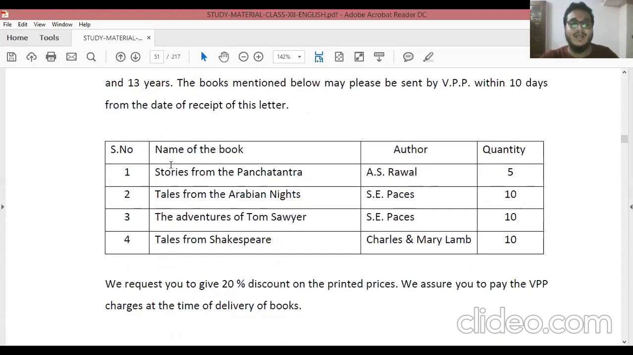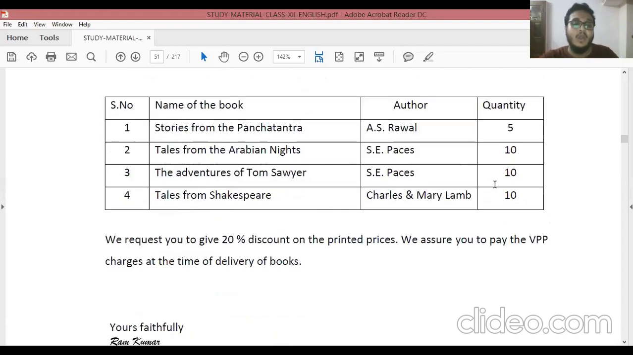Next, what is that? Serial number, 5 books, story from the Panchatantra, who is the author, and quantity, how much it's required. We request you to give 20% discount on the printed price. We assure you to pay the VPP charges at the time of delivery. Means total as per your value bill. Okay, means whatever the bill or receipt you are going to give, as per that you will be paid. Okay, and just give me 20% of discount.